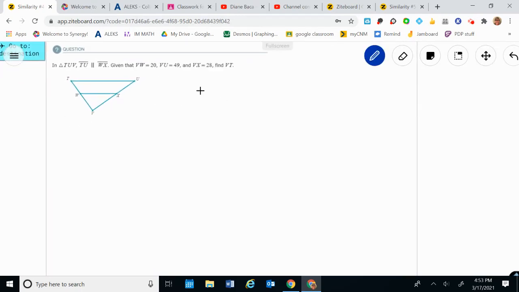So here's the second problem. Pause it if it takes you longer than it takes me to draw these triangles. Okay, so we've got T, U. No, we don't. That's the little guy. The little guy is W, X, V, and this is T, U, V. All right, so we have similar triangles because these two lines are parallel, because they told us they were parallel. If these are parallel, then we know we have similar triangles.